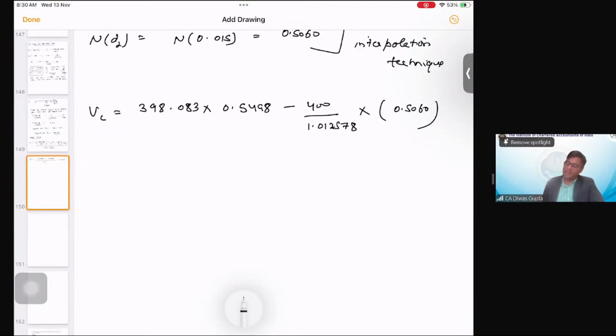We have put down the values in the formula, and hence the value of call option is 18.98.